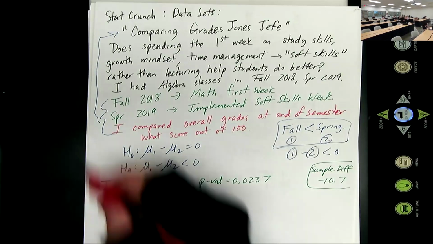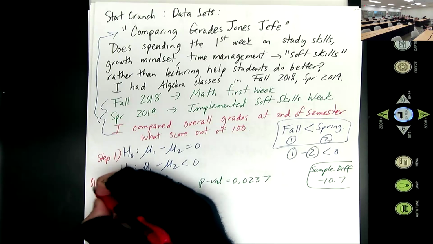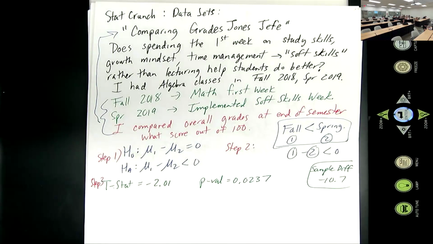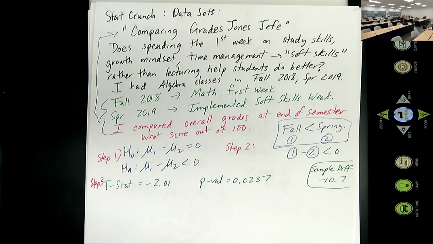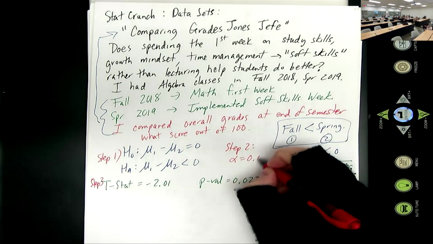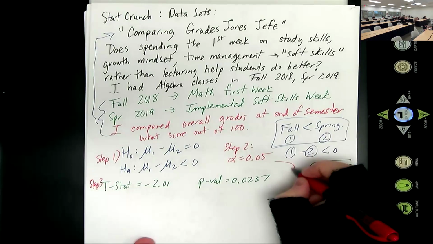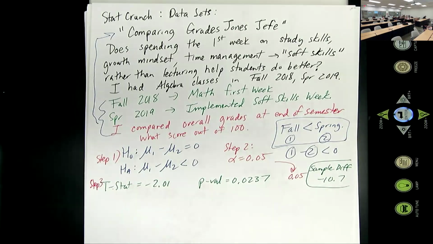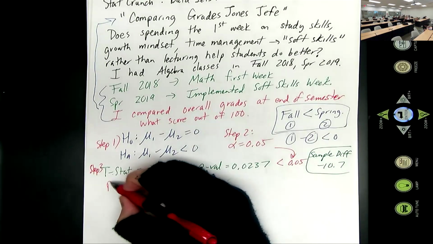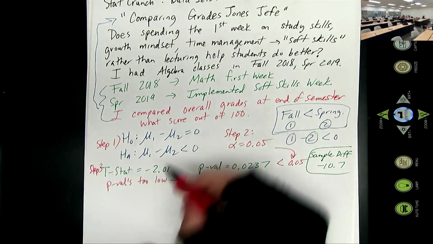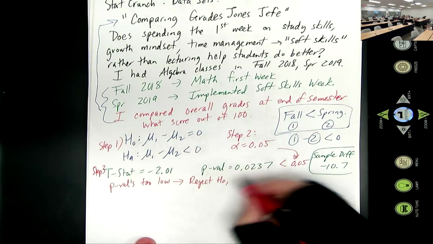Alright, so we got step 1 here. This is step 3. What's step 2? Step 2 was alpha, did I give you one? So what should we use when you're not given an alpha? 0.05. When you're not given an alpha, use 0.05. So I'll put this right here. Is my p-value less than alpha or greater than alpha? Less than. So the p-value is too low. What does that tell me to do? Reject H0, and what else? Support HA.